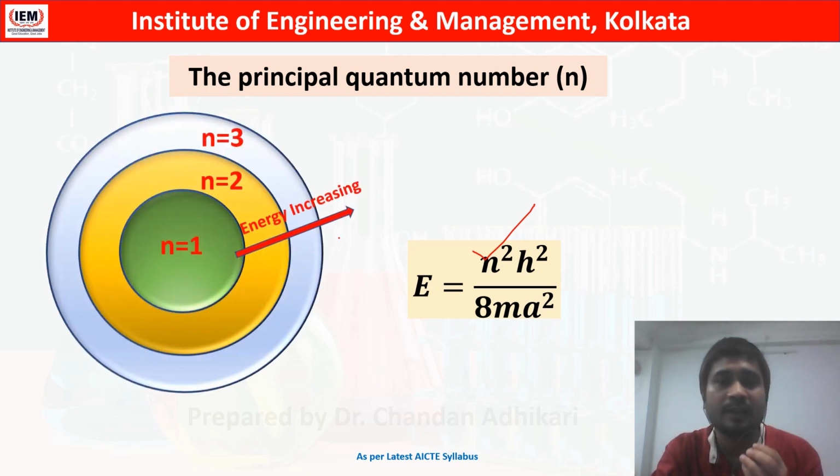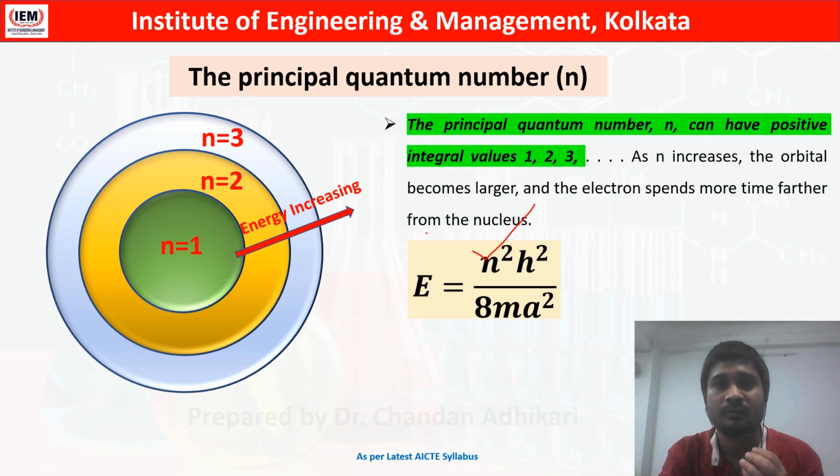For example, if n increases, what happens? n increases means the size of the orbitals increases, and as soon as n increases, in simple terms, the energy of the electron increases. For example, if n equals 1, it is simply h square by 8 m square. If n equals 2, it is 4h square by 8 m square. That means energy is increasing. So the principal quantum number actually defines the energy of the electrons.